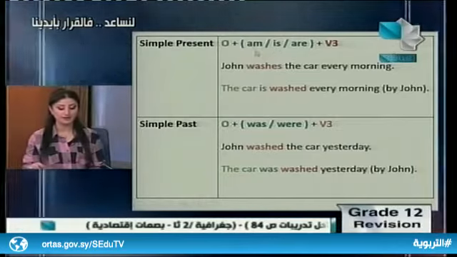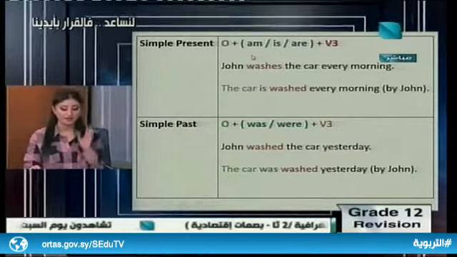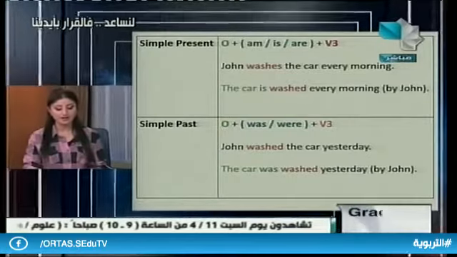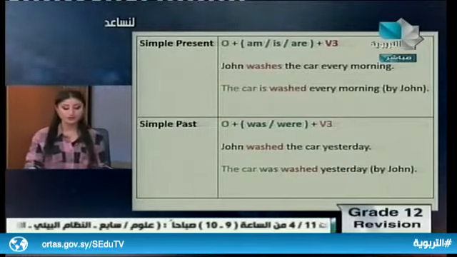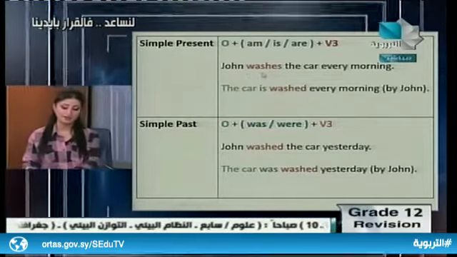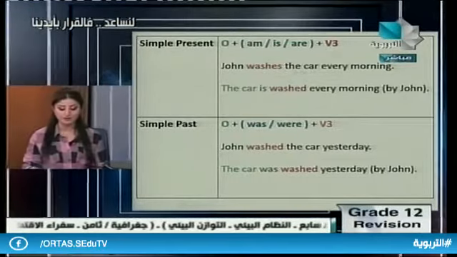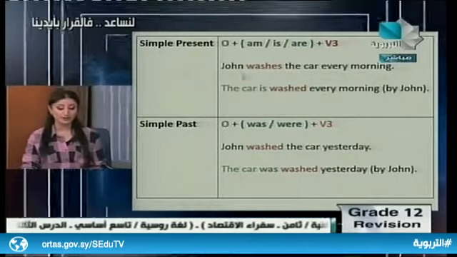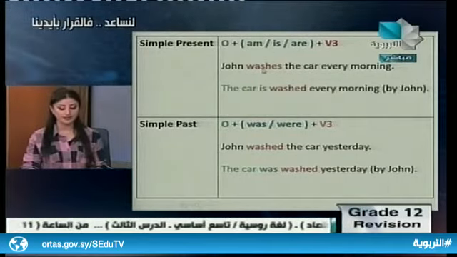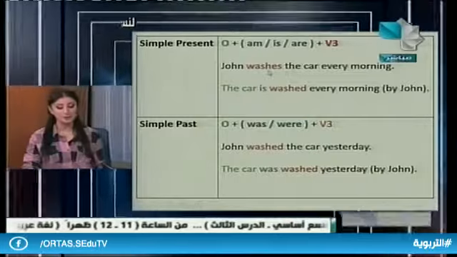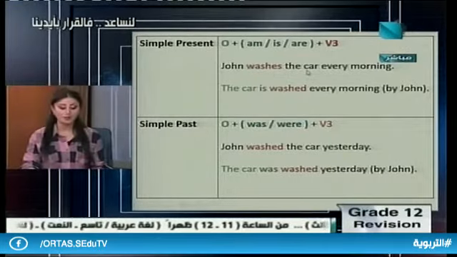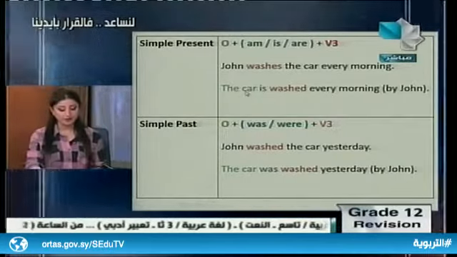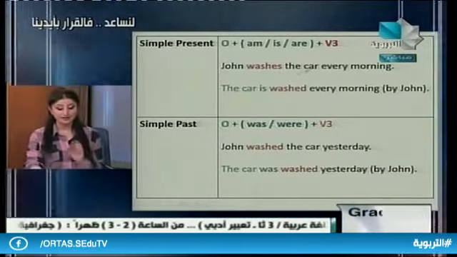Object plus am, is, or are, according to the object. If I have plural, I will put are, and if I have singular, I will put is, plus the past participle, or verb 3. For example, John washes the car every morning. John is the subject. Washes is verb 1, or simple present. The car is the object. It will become the subject, because we have the car, which is singular.